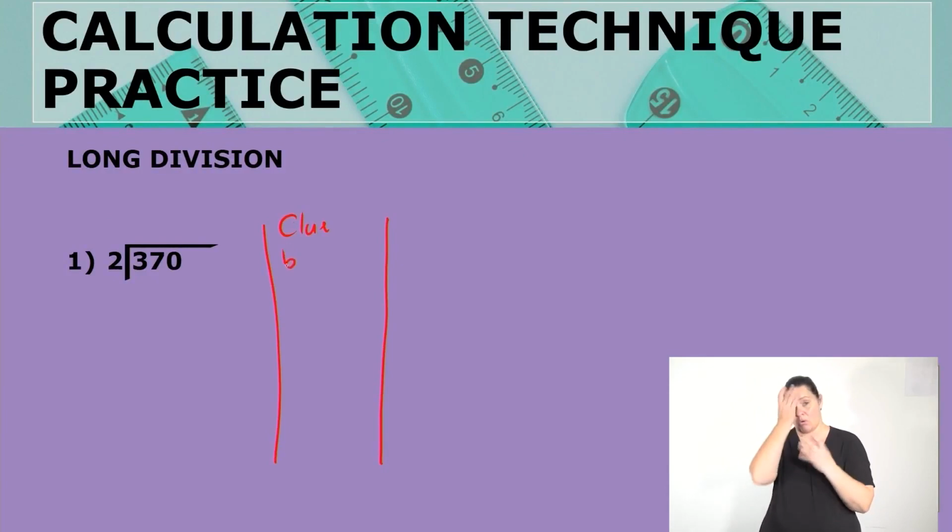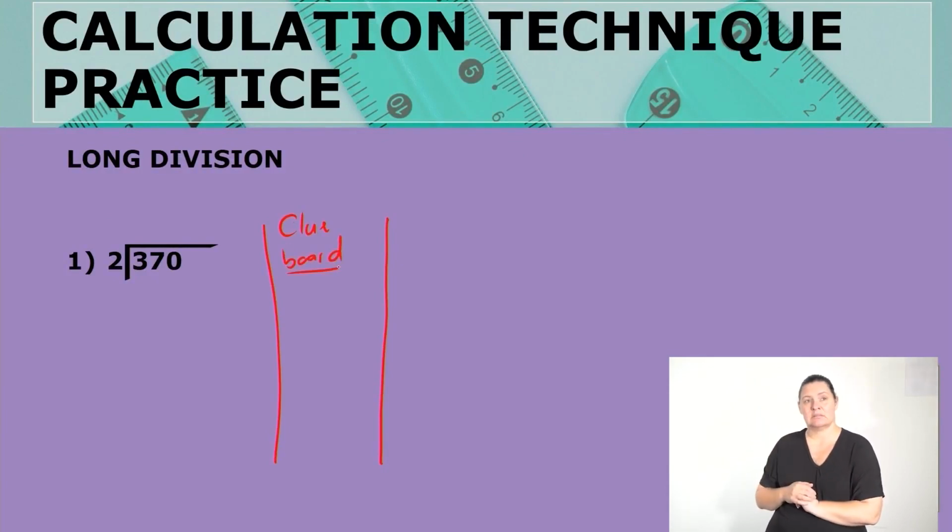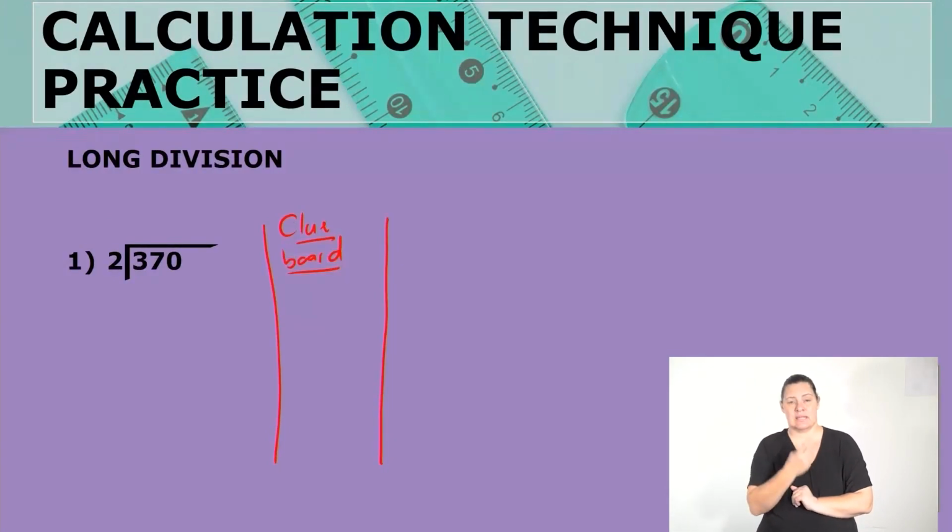So our clue board, we are saying 370 divided by 2. Let's think of the multiples of 2. We are trying to find out how many groups of 2 are in 370.